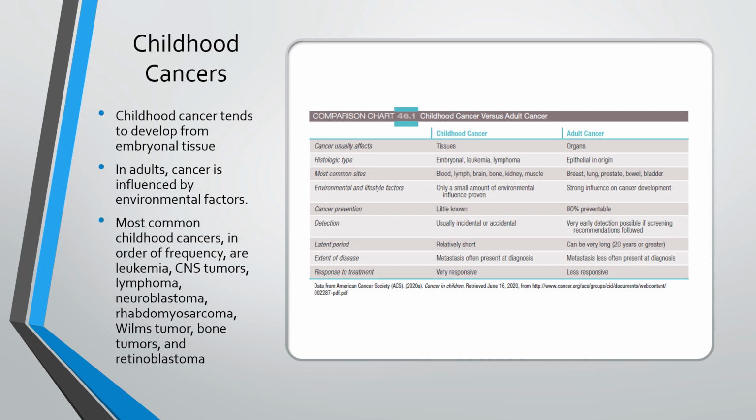So some of the most common childhood cancers, in order of frequency, are leukemia, that's the one we're going to see most commonly. We'll see some CNS tumors, lymphomas, neuroblastomas, rhabdomyosarcoma, Wilms tumor, bone tumors, and retinoblastoma. So lots and lots of different types of cancers in our childhood.